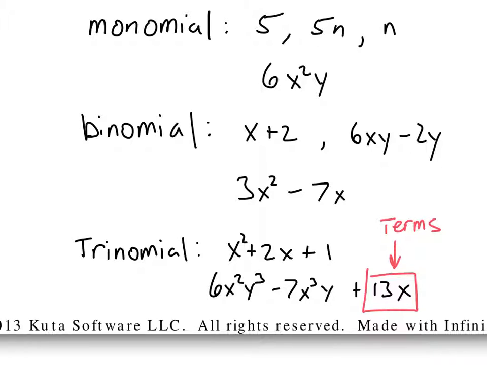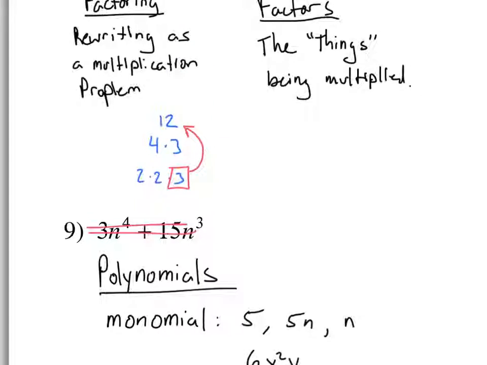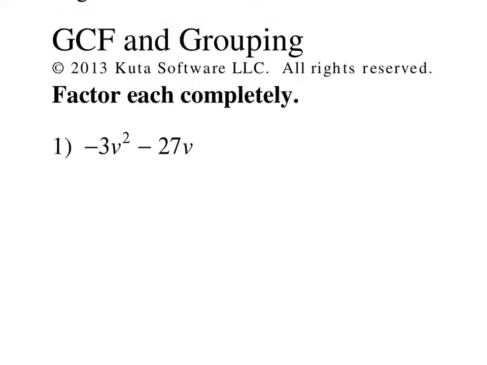So now, for example, this binomial, 3x squared minus 7x, if I say what are the terms, you need to tell me that we have a 3x squared term and we have a negative 7x term, okay? Because the terms are always separated with addition. Therefore, that minus goes with the 7x. So then, let's go ahead and take a look at our first example, which is simply problem number one.